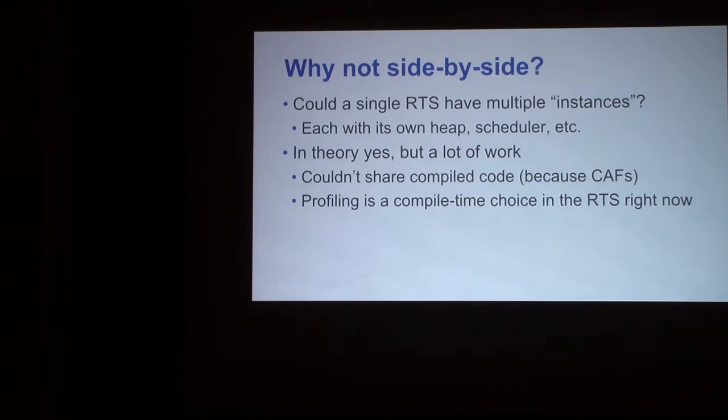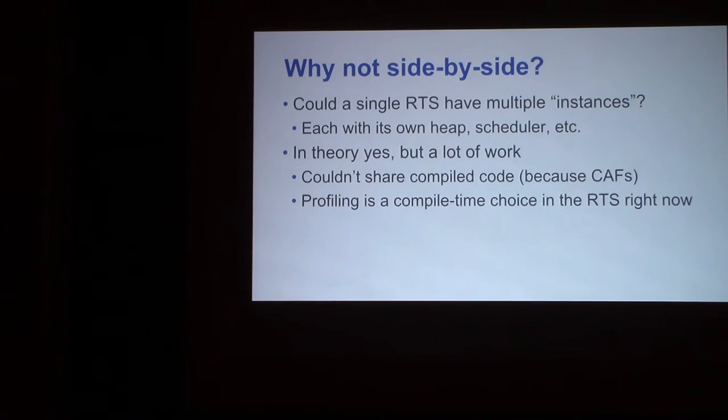What about side by side? And this is a question I've thought about several times. Why can't you just have multiple instances of the runtime system in a single process? Why can't I just call an API in the runtime system that says, create me a new runtime system with a new heap and a new scheduler and all that sort of stuff? And in theory, yes, that's quite a cool idea. But it's a really large amount of work. There's a lot of global state in the runtime system.